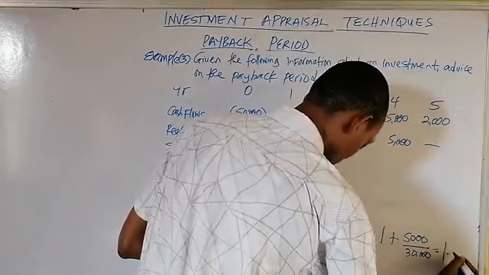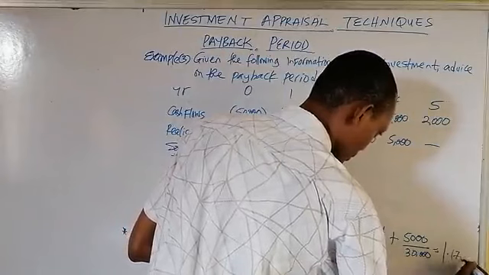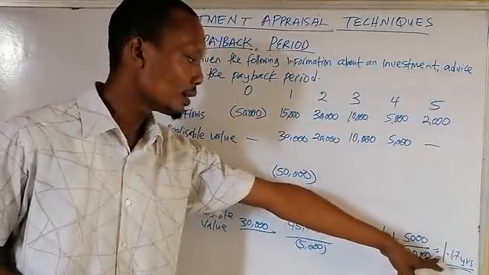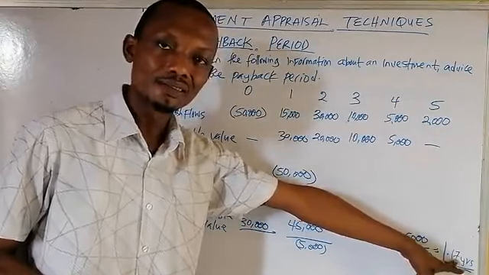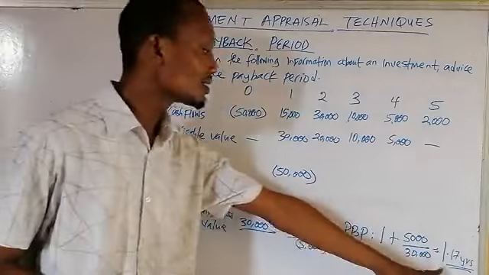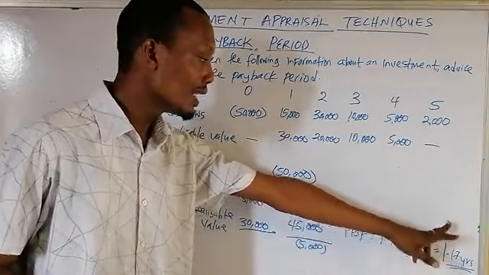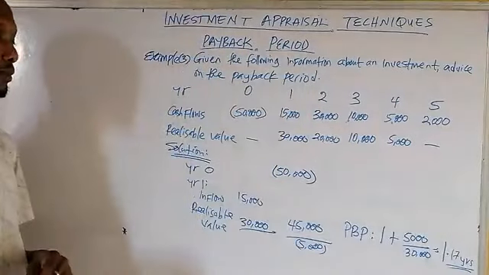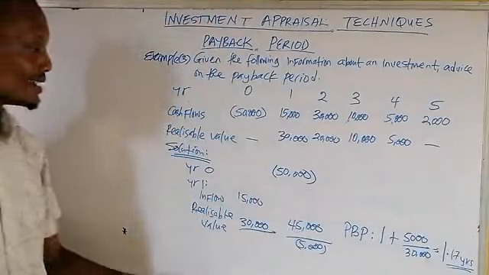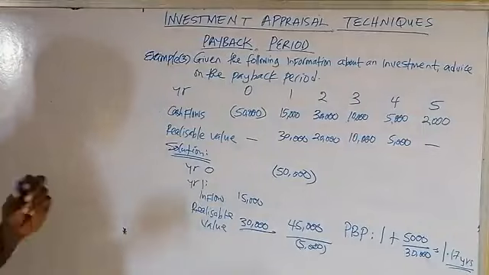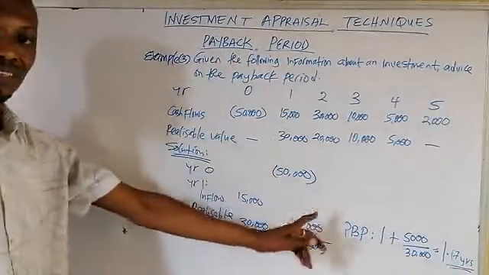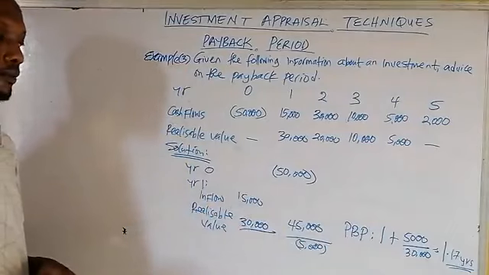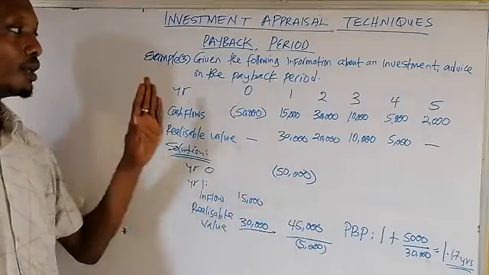So it means I should wait for 1 month and a few days. I should let the asset work for me for 1 month and a few days. So after 1 year, I should not dispose of the asset. I should let it work for me for 1 month and a few days. By that, I would have been able to recoup my investment. This assumes that at the end of 1.17 years, I will still be able to dispose of this asset at this rate of 30,000 naira. That is what we call the bailout factor, payback period with bailout factor.